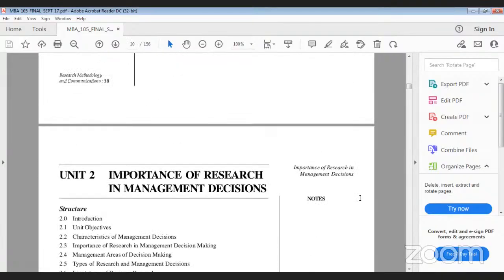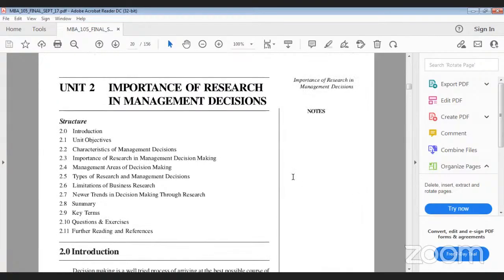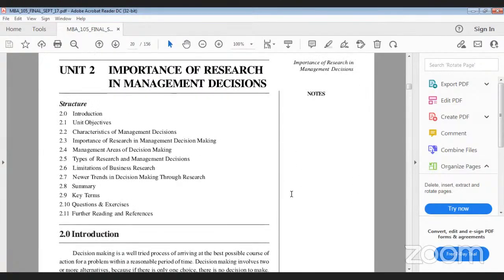The importance of research in management decisions. Research and corporate strategy, importance of research in management decision making, areas of decision making, types of research and management decisions, limitations of business research, new trends in decision making, the research summary.